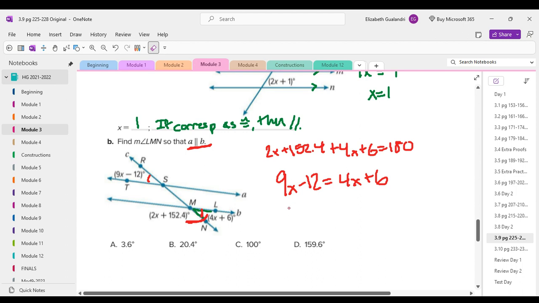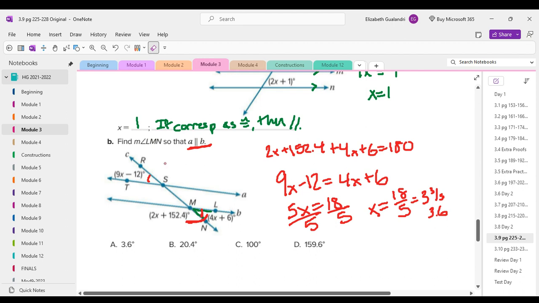So subtract the 4x, I get 5x. Add the 12 to the other side, I get 18. Divide by 5 on both sides, I'm going to get x is equal to 18 fifths. Let's see if I want to convert that or not. So that would be 3 3/5 or 3.6. I think I've got that right.